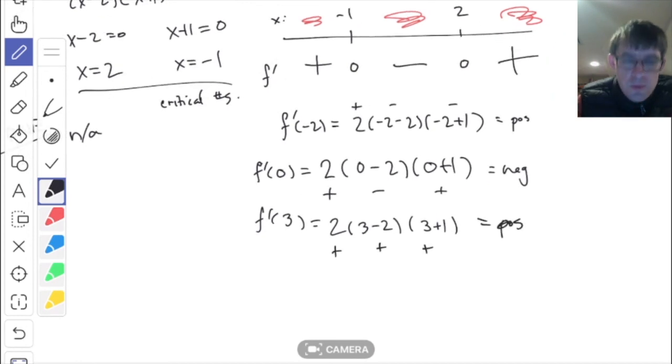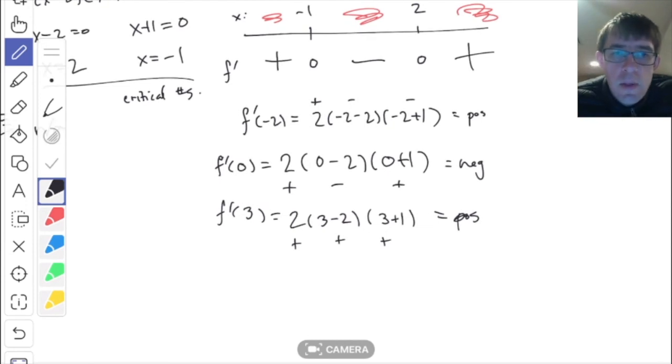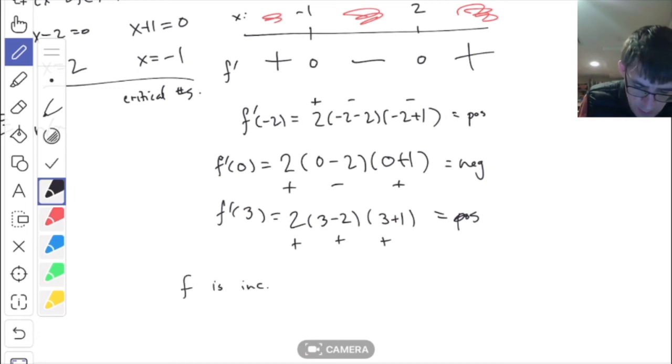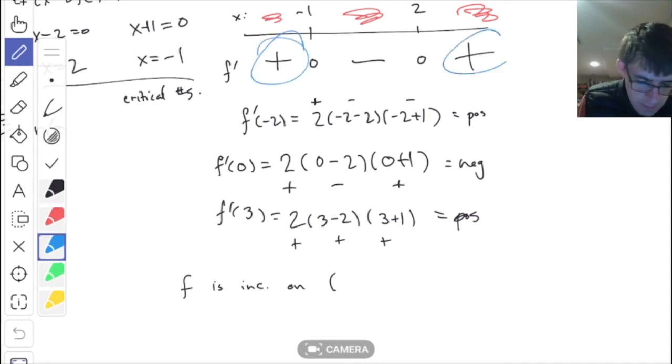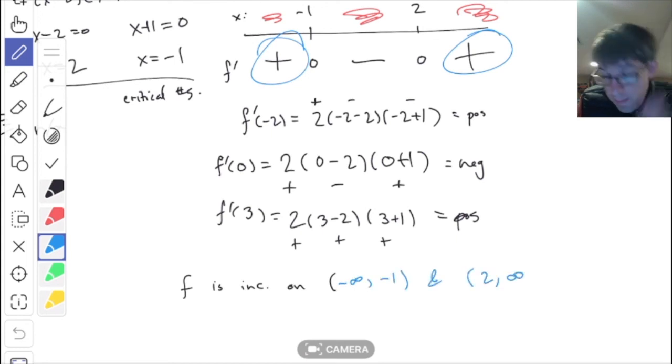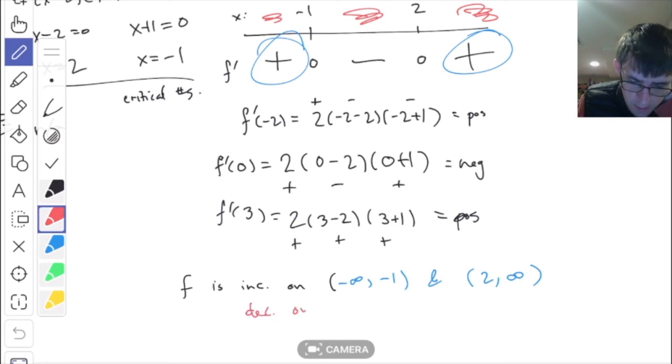And now we are ready to say the final answer. The derivative being positive or negative tells you if it's increasing or decreasing. So I'm going to say the original function f is increasing on the interval. So it's increasing here and here, right? That would be minus infinity to minus 1 and 2 to infinity. Those are the intervals where it's increasing. And then decreasing, I'll do that in red. The one in the middle, right? Minus 1 to 2.